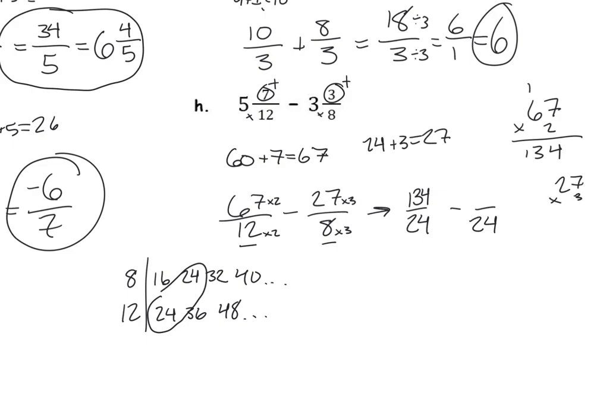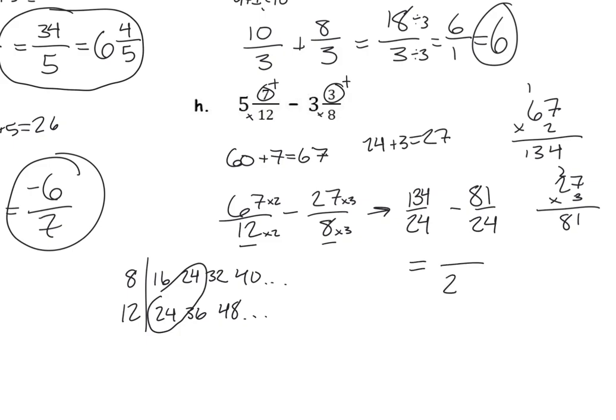27 times 3. 3 times 7, 21. 3 times 2 is 6, plus 2 is 8. There we go. Now I'm ready to subtract. I've got common denominators there.